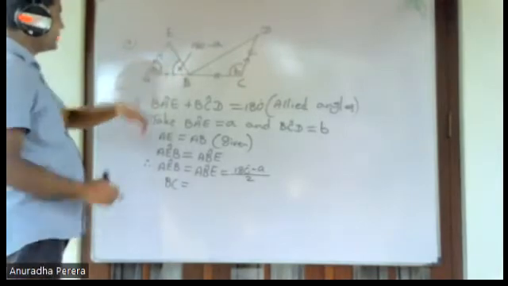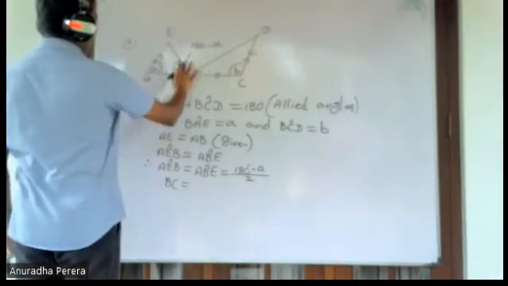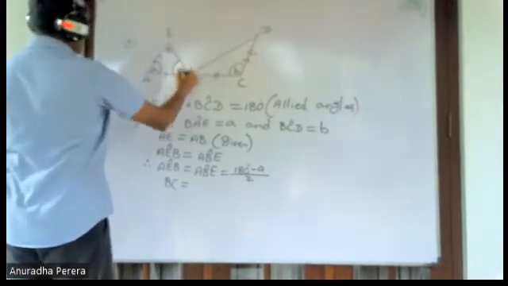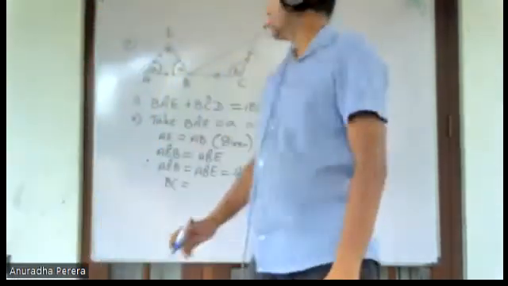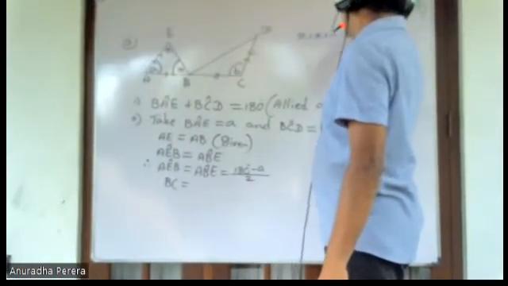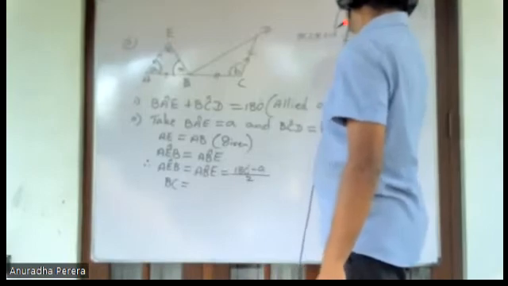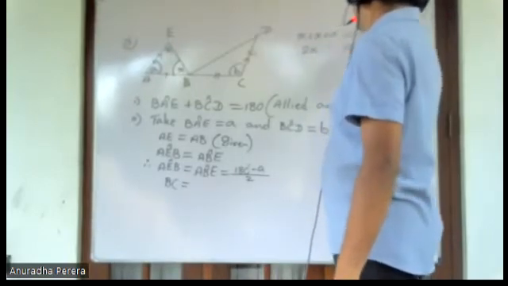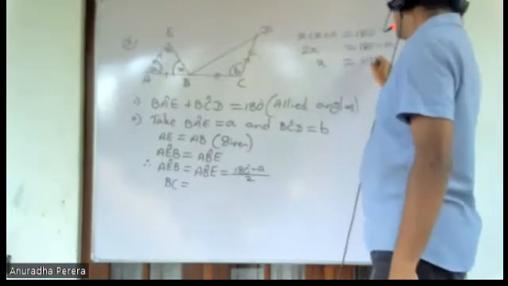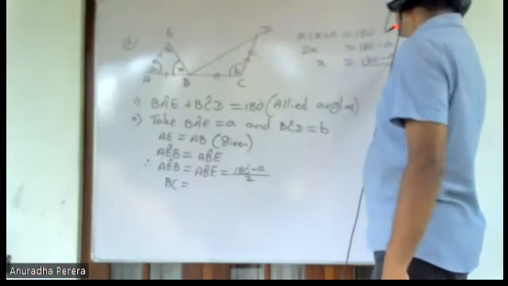Then think you took this as x. If this one is x, this one is also x, right? Then how do we find x? x plus A equals 180. Then 2x equals 180 minus A. Then x equals (180 minus A) over 2.